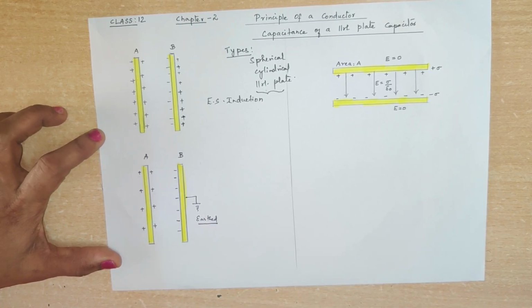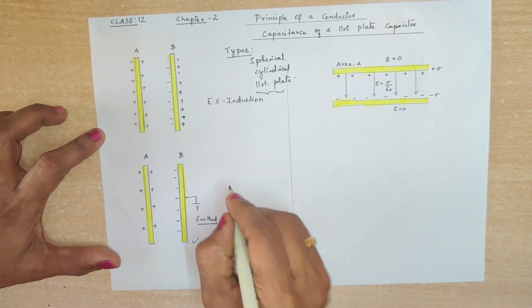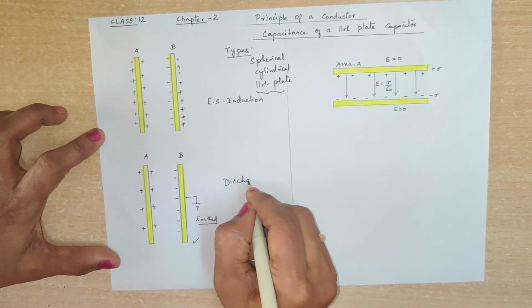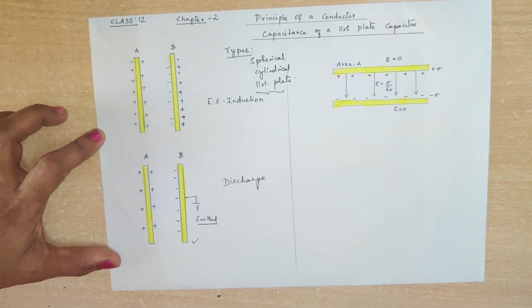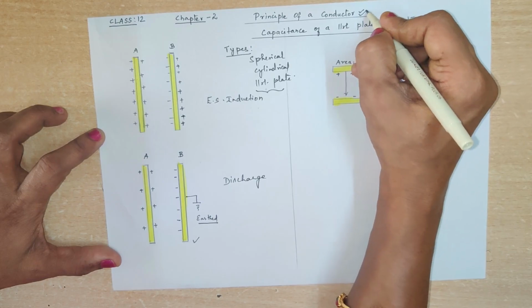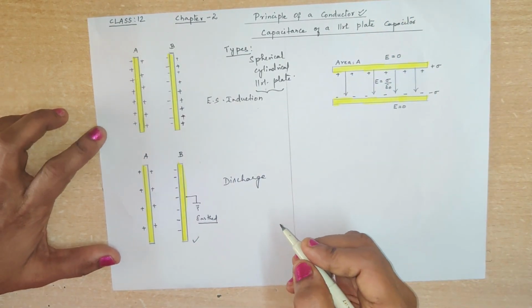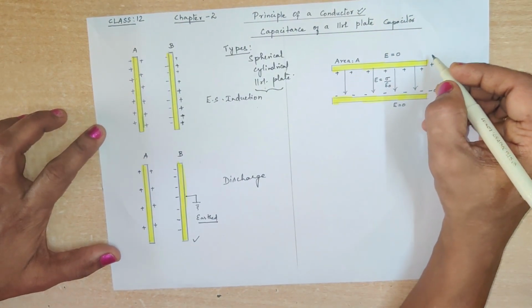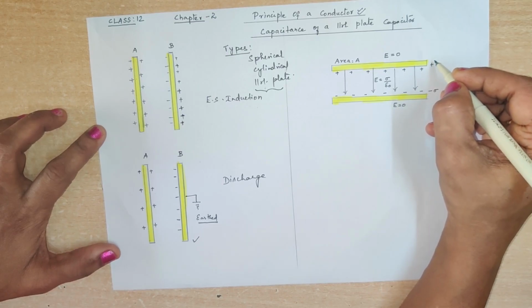This is going to be the principle of a capacitor. Once it reaches its saturation level, it will also discharge. Discharging of the capacitor will also happen. So, we have learnt about the principle of a capacitor in this manner. Let us see here the capacitance of a parallel plate capacitor.